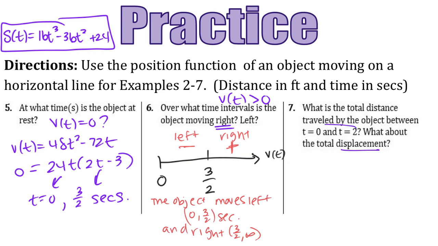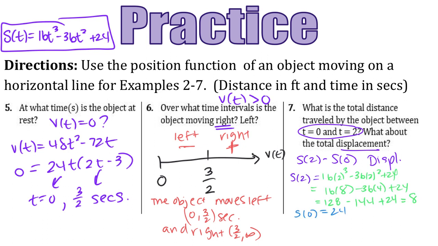Displacement between 0 and 2 means that I'm going to plug 2 into the position function, and I'm going to plug 0 into the position function, and I'm going to subtract that. This is going to give me displacement, how far it's traveled from start to end, and it's telling us that we're starting at 0 and ending at 2. So go ahead and pause the video, plug in 2, then plug in 0, and subtract those 2 values.